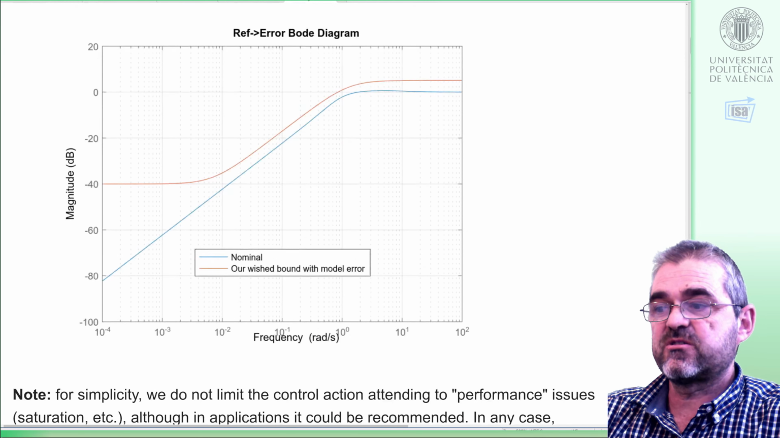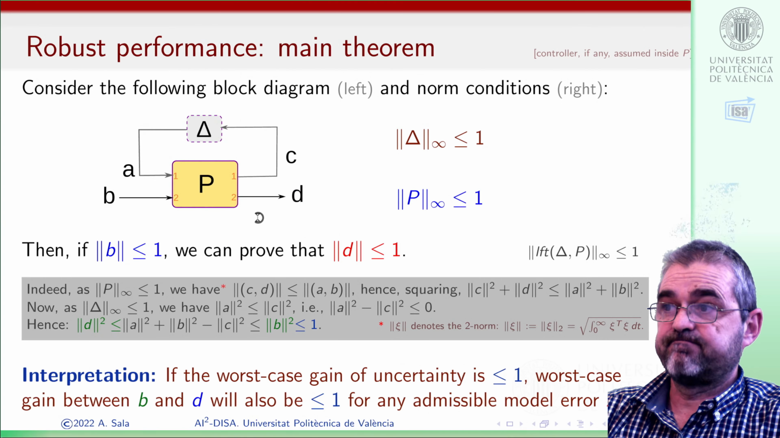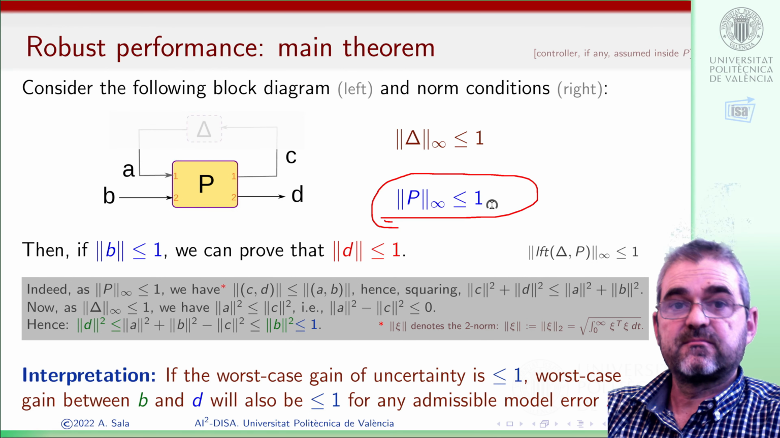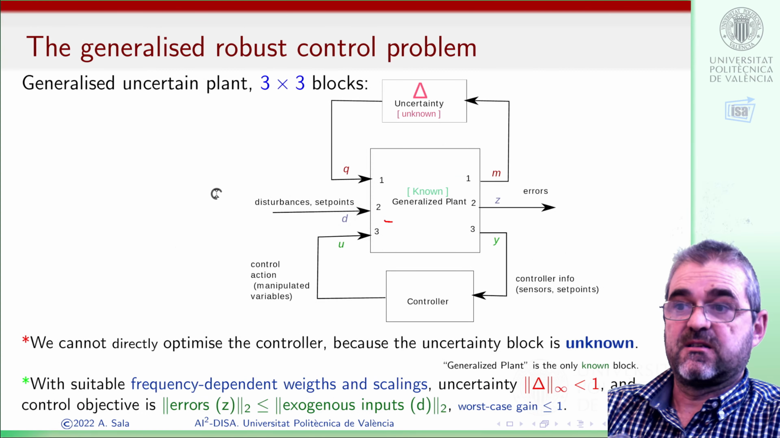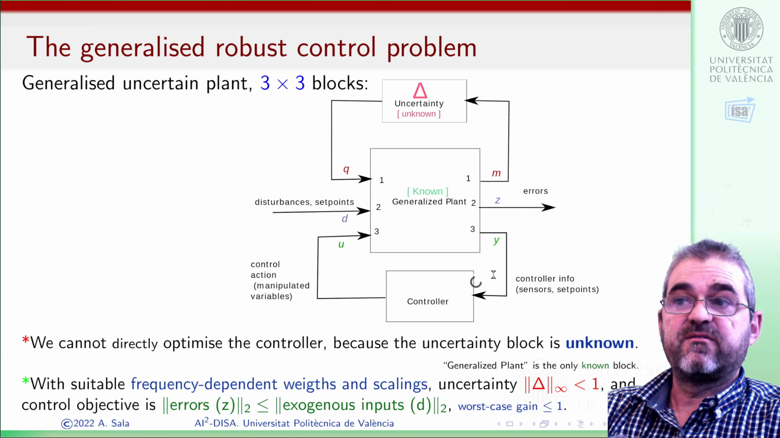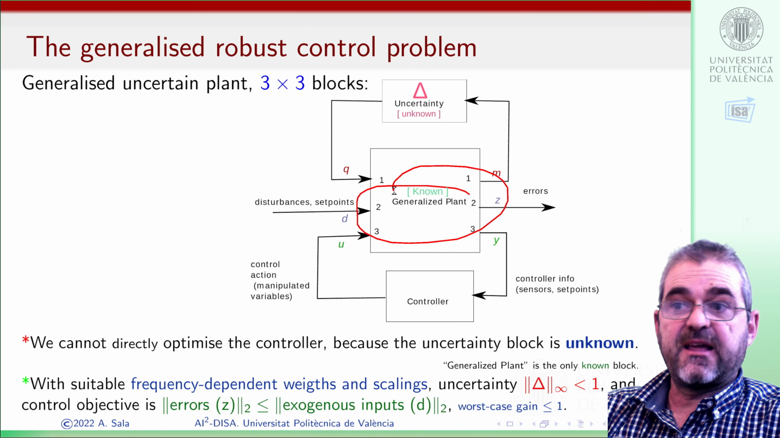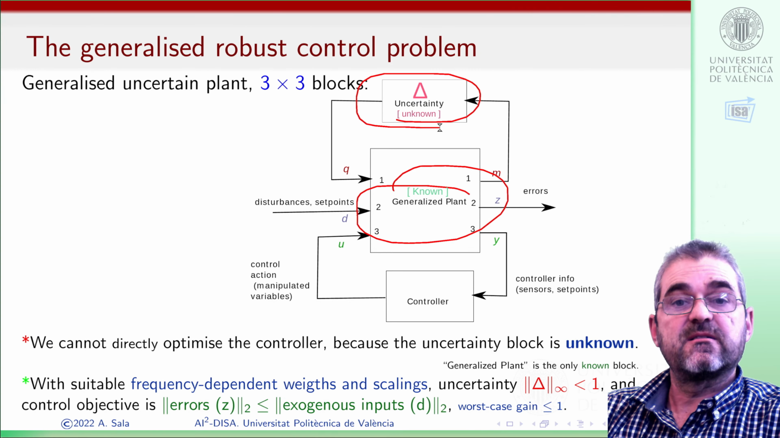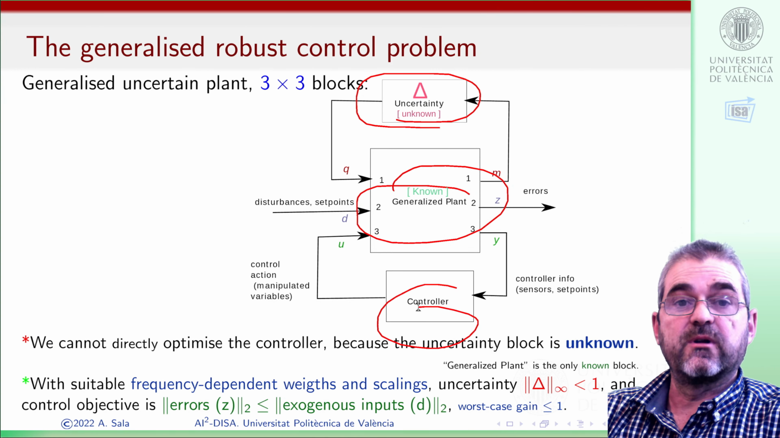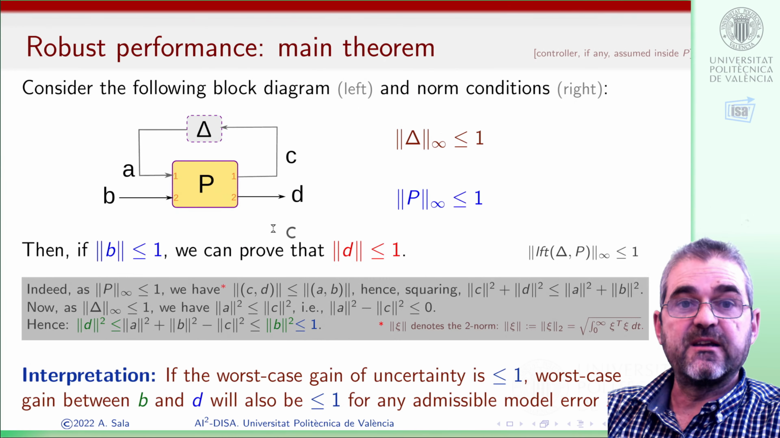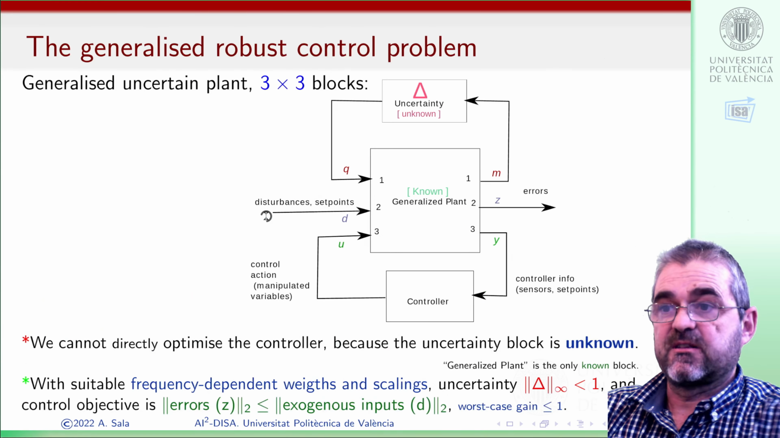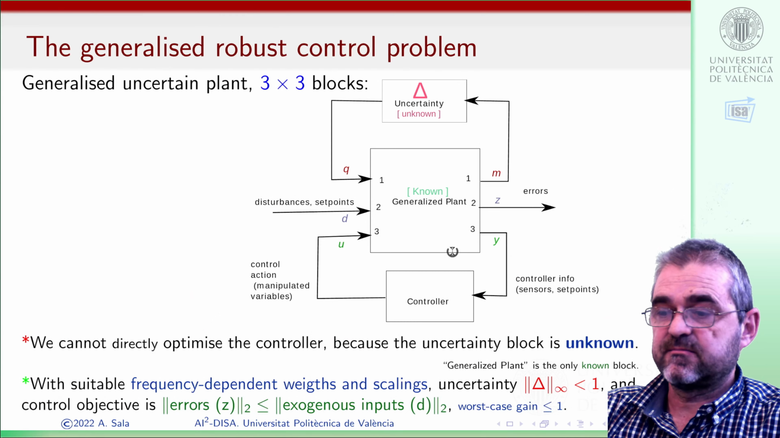But okay, with this definition, we will try to apply this theorem, proving that something without the uncertainty has norm below 1, so we need to compute P. In a general case, we will define this generalized plant in which we will have some uncertainty above it, a controller below it, and of course, if we close the lower loop, we will be in conditions of applying this result. So let's go. Let us compute this generalized plant.